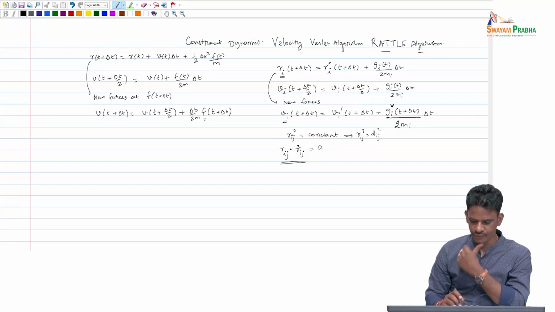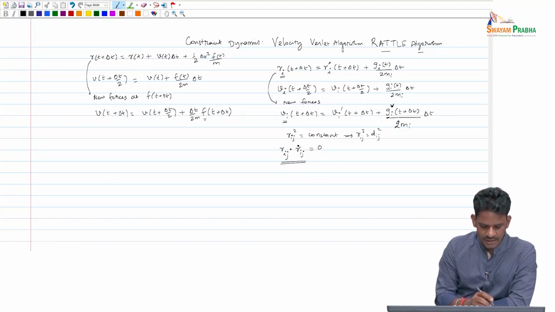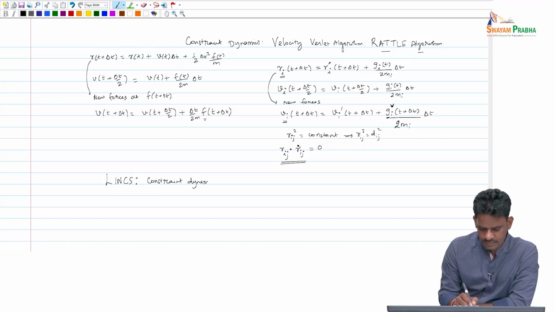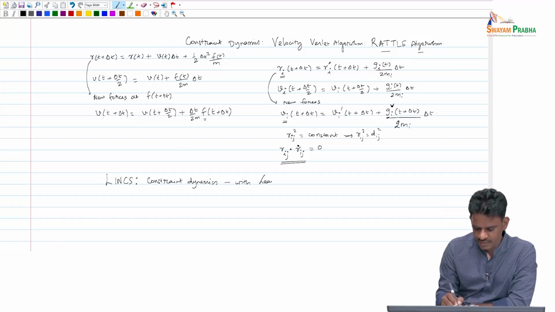And then if you look at GROMACS, it uses what is called LINCS, which is basically constrained dynamics with the leapfrog integrator.